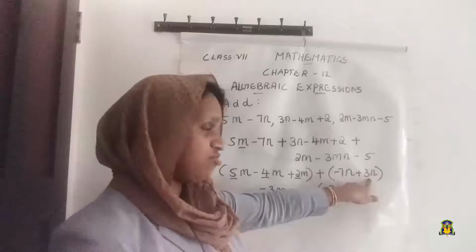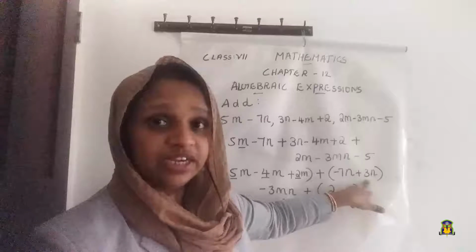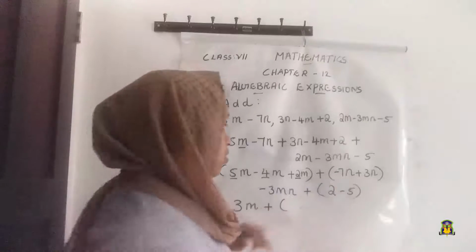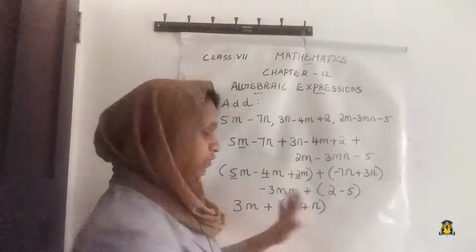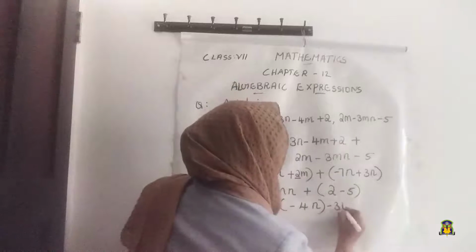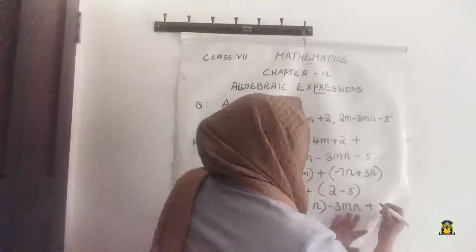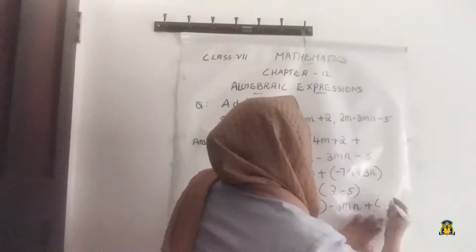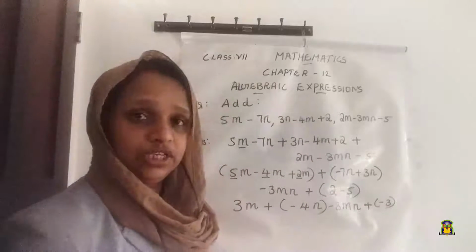Negative 7 plus 3. What is negative 7 plus 3? It is negative 4. So, negative 4n. The n term we enclose in another bracket. Next, minus 3mn. That we need not do anything. Next, plus 2 minus 5. It is negative 3. 2 minus 5 is negative 3.